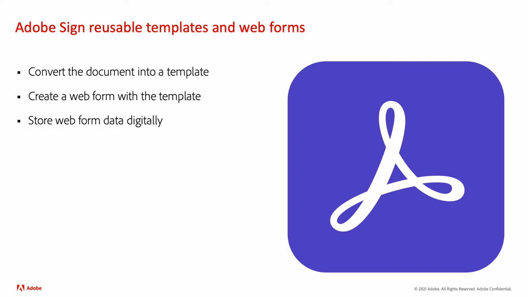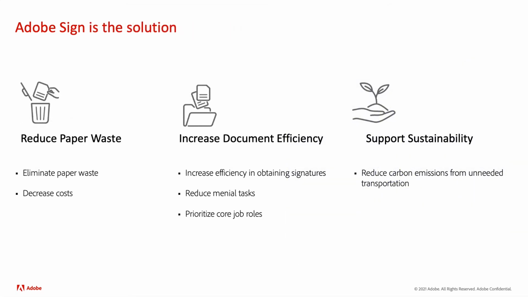So now that you saw me convert a document into a reusable template and build a web form and store all this data digitally in Adobe Sign as well as in SharePoint, what did we accomplish? Well, schools now can eliminate paper waste, which will result in decreased costs. The process of gathering documents and signatures is more efficient. Menial tasks such as printing and copying are done away with, and core job functions are prioritized, especially for the school nurse. Finally, schools can play an important role with the environment by reducing those carbon emissions from unnecessary travel.